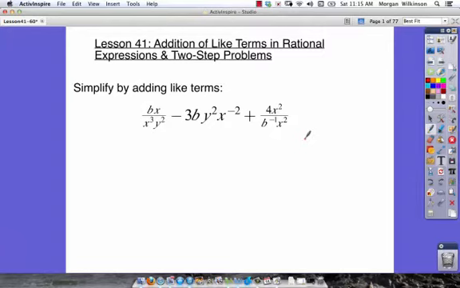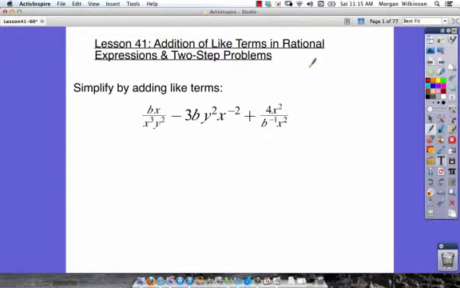Lesson 41 is about addition of like terms in rational expressions and two-step problems. Now our first question asked us to simplify by adding like terms. And we have three terms here. Here's our first, our second term, and our third term. And we need to figure out which one of them are like terms so that we can add or subtract.